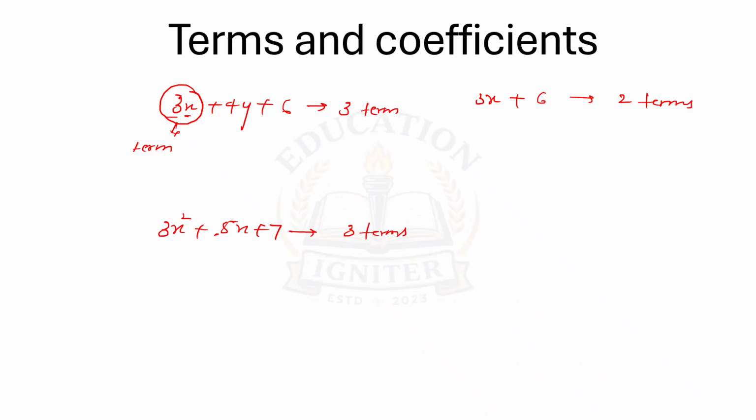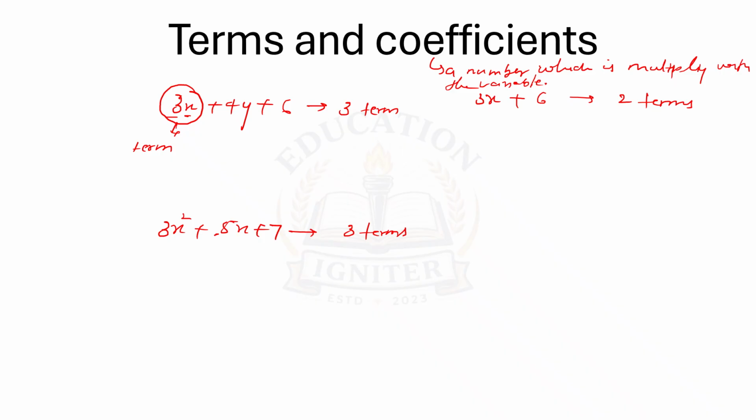Now if I am talking about the coefficient, coefficient means the number which is multiplying. What does it mean by coefficient? The number which is multiplying with the variable. In this, if we are talking about the 3x.